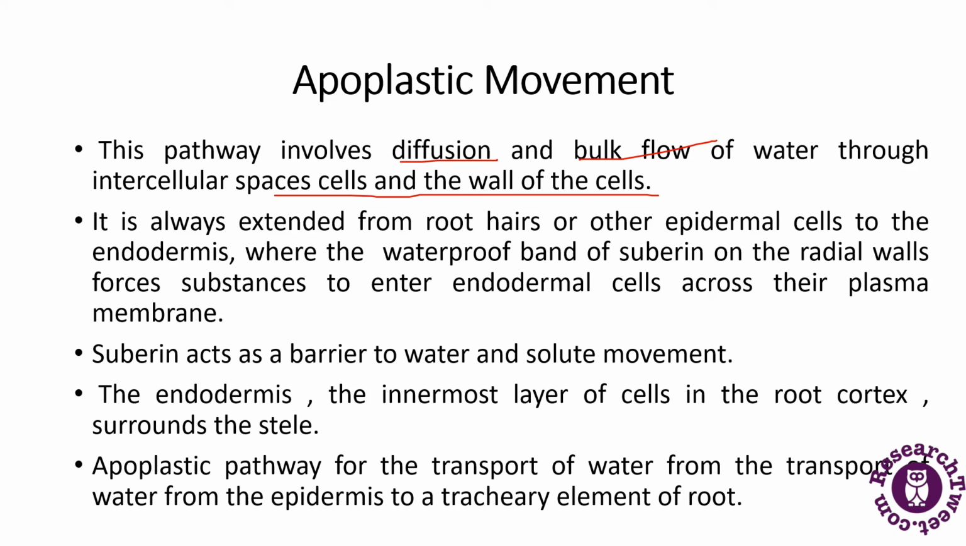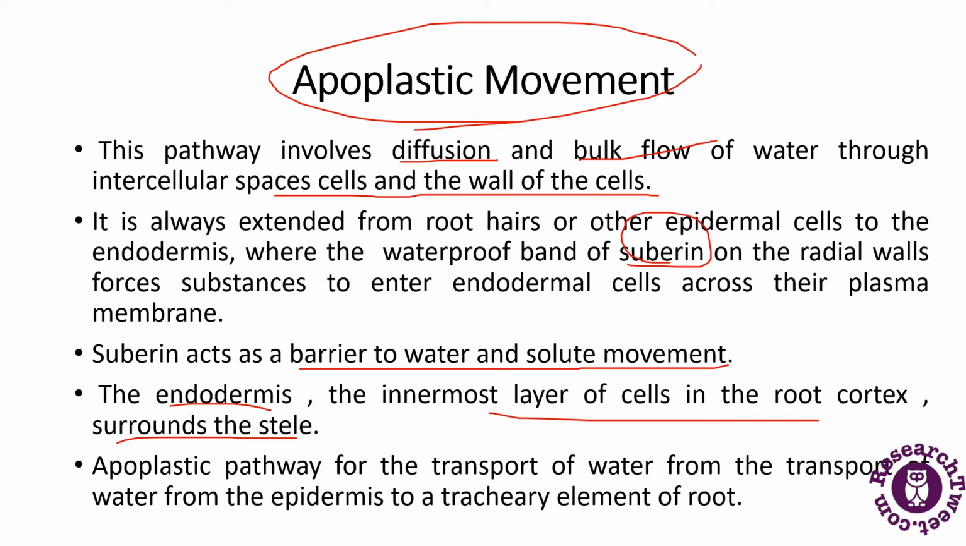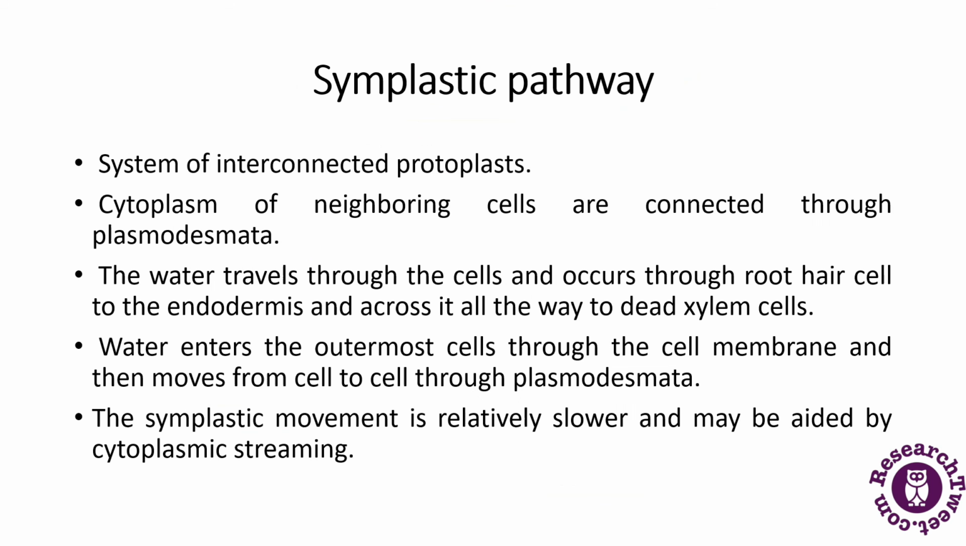So what is the role of suberin here? Suberin acts as a barrier to water and solute movement. The endodermis is the innermost layer of cells in the root cortex, which surrounds the stele. So where does the apoplastic pathway come in here? It is responsible for the transport of water from the epidermis to the tracheary elements of the root. So this is the apoplastic movement.